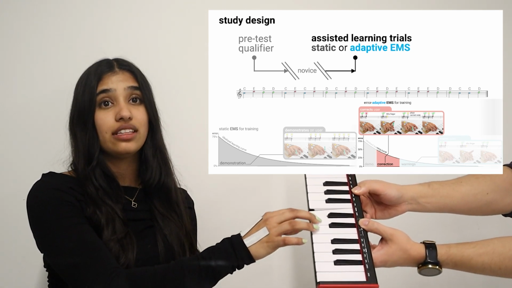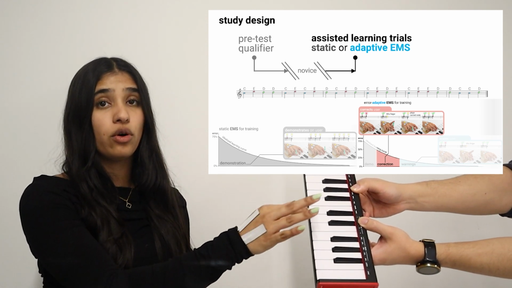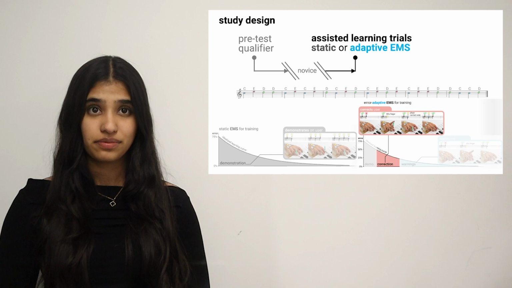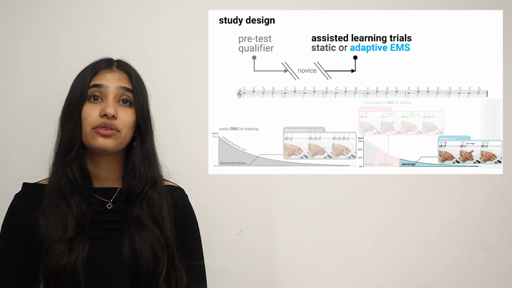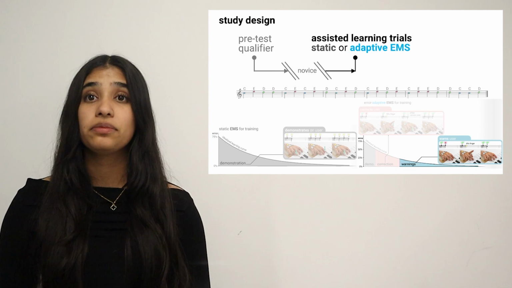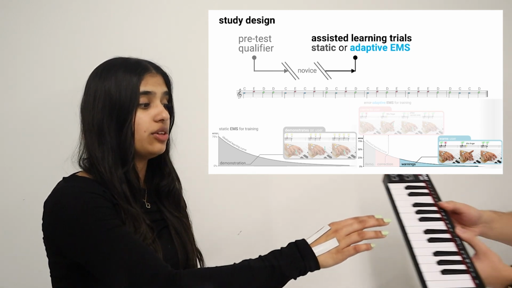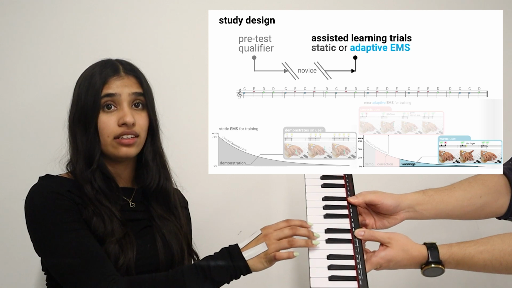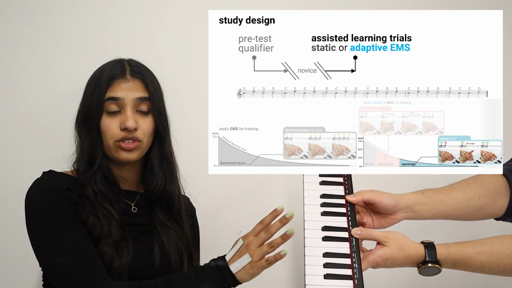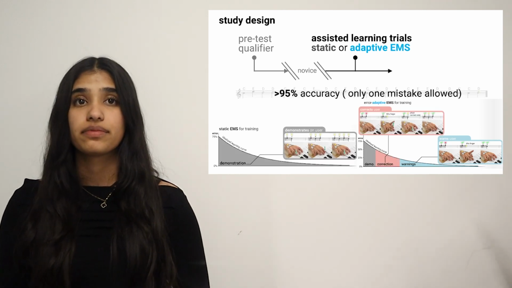If that happens, the muscle stimulation will pull the hand away from the keyboard and then push the wrong one onto the right note using muscle stimulation. When the user is close to mastery and only about 25% errors are made, the muscle stimulation switches to a warning-only mode. And during this, when the user makes a mistake, all the EMS does is pull their arm away from the keyboard. And then it's still up to the user to play the correct note and then move on to the next few notes.